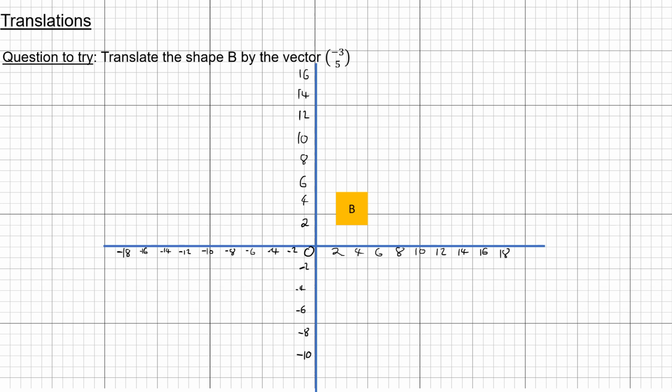Here's the answer. So I'm going to move every one of the corners to the left by 3 and then up by 5. So the final answer should be a square, which is at this position here. So we can see the corners now at (minus 1, 7), (2, 7), (minus 1, 10), and (2, 10).